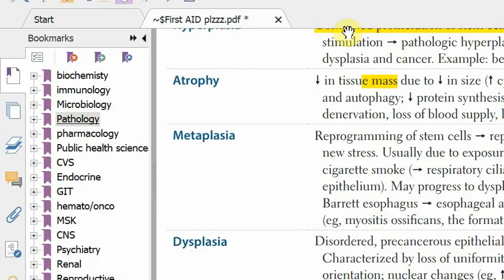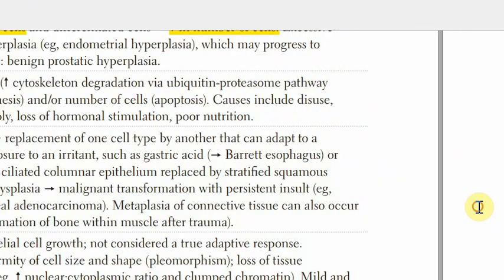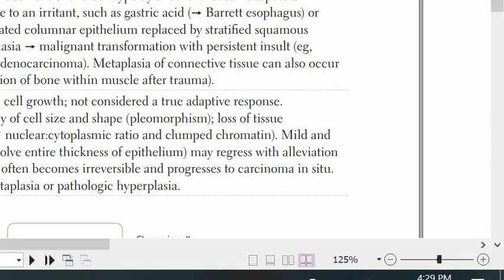Okay, the number of cells will be decreased by the process of apoptosis. We'll be speaking deeply about apoptosis because it's really high yield. Apoptosis is programmed cell death. When the cell decides to die, it just kills itself. And it does that in a really interesting fashion that we'll be explaining, I think, in the next class.